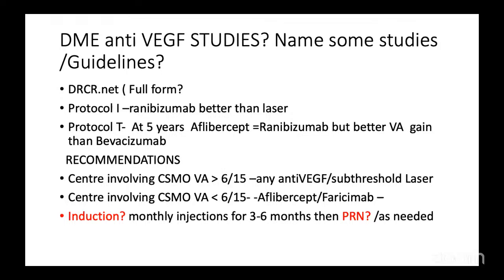The dose regimen is monthly injections for 3 to 6 months; 3 is usually followed in most countries. The recommendation is you can go for 3 to 6 months, then you can switch over to PRN. What is PRN? I think you all know. Pro re nata, as needed. Okay.